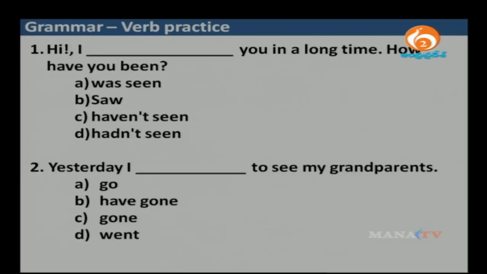So I'm using these examples as a part of question. So here is the first one. Hi, I dash you in a long time. How have you been? Basically, one person is meeting another person after a long time, asking how he or she is doing. So please read question number 1, understand, and then pick your answer.